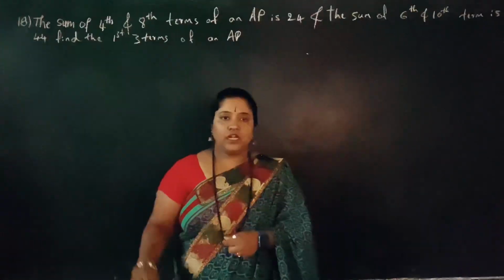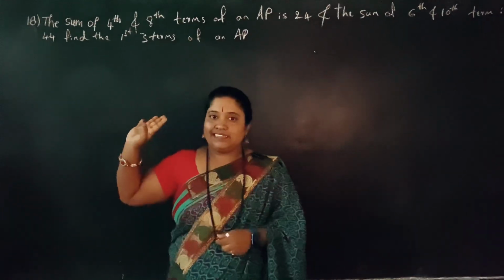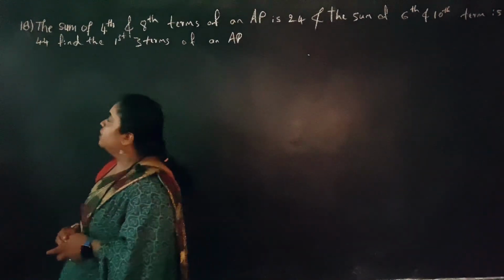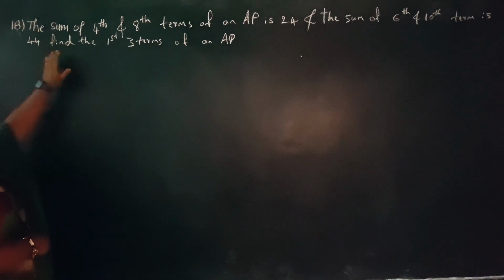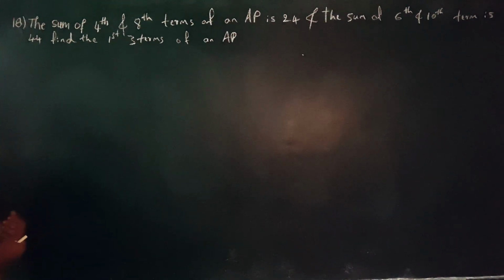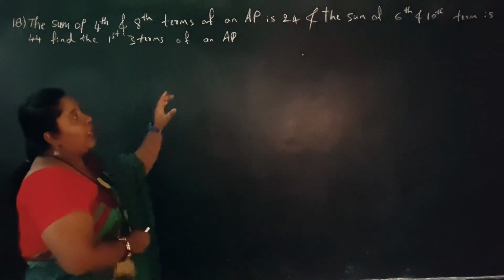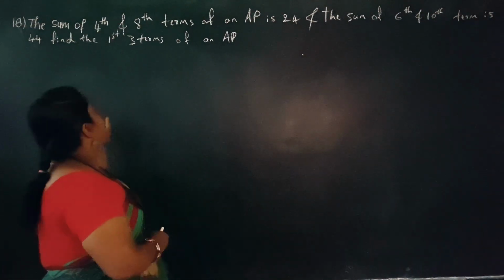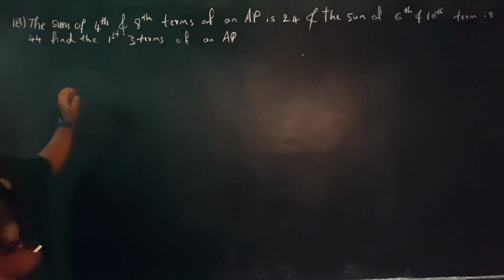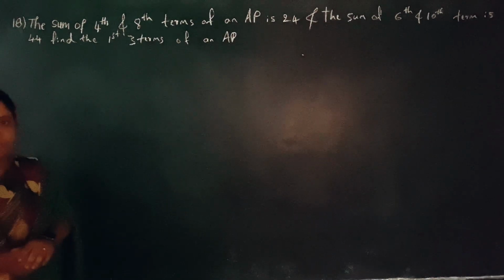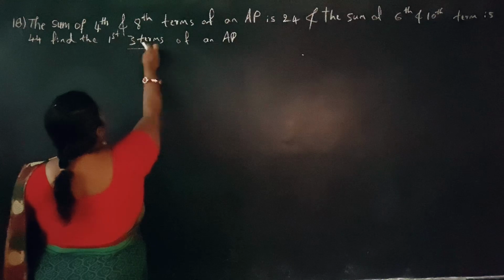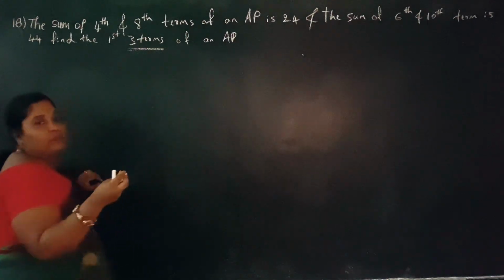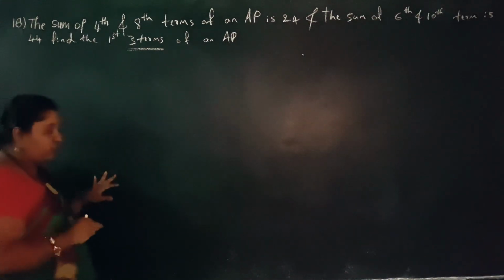Fine? Okay. Next question, that is the 18th question. So what does the 18th question say, to the board, please? The sum of 4th and 8th terms of an AP is 24 and the sum of 6th and 10th terms is 44. Find the first 3 terms of an AP. Understanding? Means again you need to find the 3 terms of an AP. So 3 terms of an AP means what? A1, A2, A3 you need to find out.